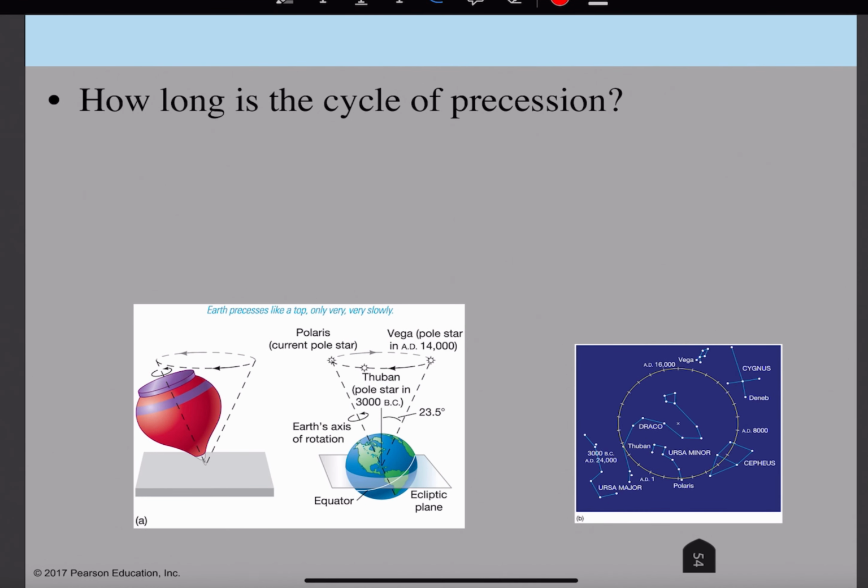All right, next question. How long is a cycle of precession? So remember, precession is that the Earth's axis wobbles around. So how long is this cycle? So it's 26,000 years.